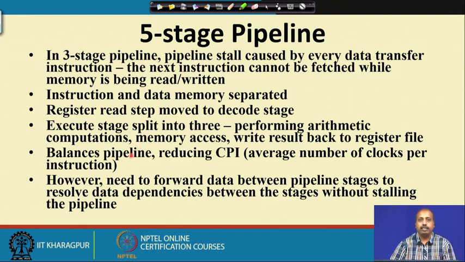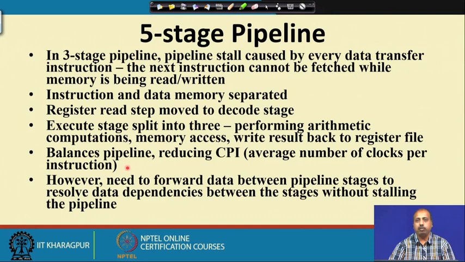So, as it is, there is a balancing in the pipeline that we see now, because the decode stage was very lightly loaded. So, that has been given enough job to do now. So, it reduces the CPI. CPI stands for clocks per instruction. So, how many clocks are needed per instruction? In a pipeline fashion, a number of instructions are executed in a pipelined way. So, you can execute more instructions.